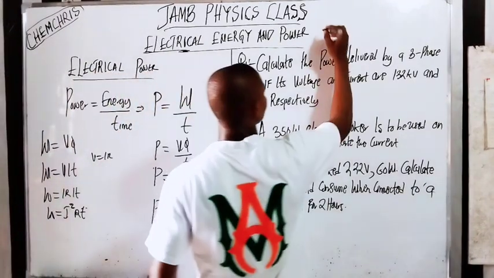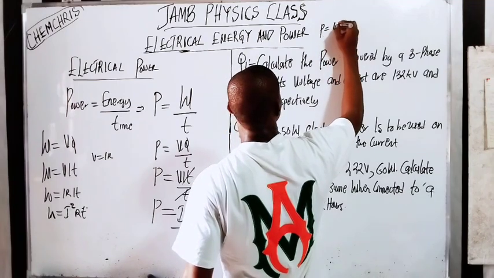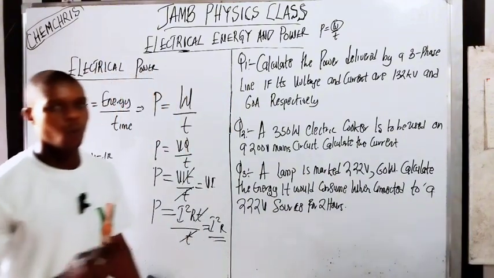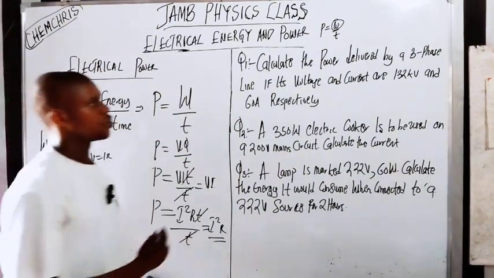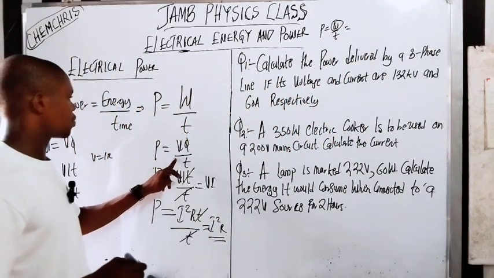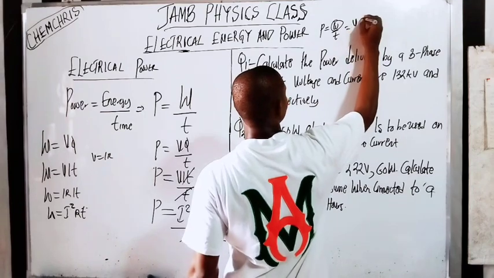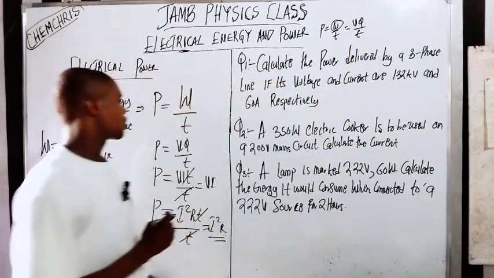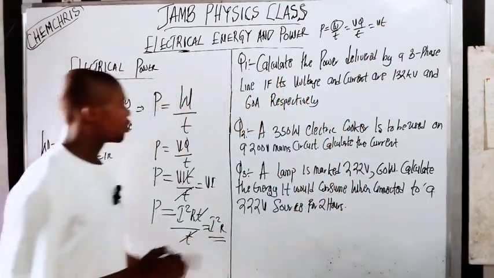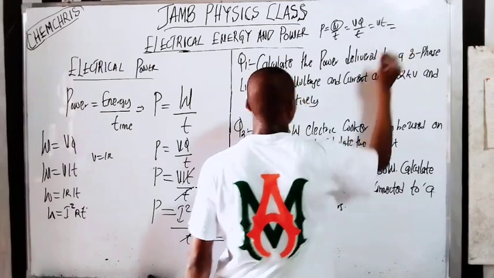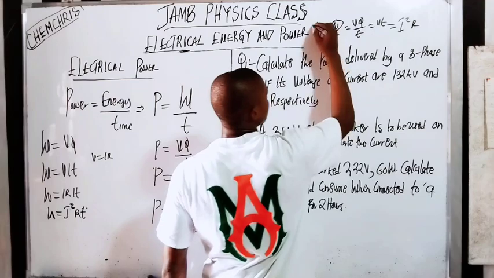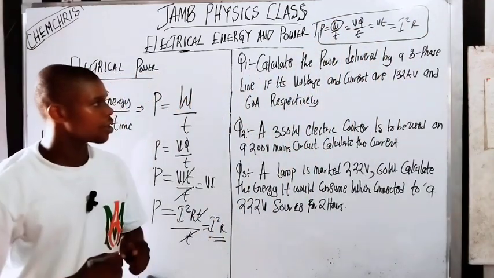So here, if you write them, we have W over T, right? So you will know the work done depending on the parameters given to you. So it can also be the same thing as VQ over T, right? It can also be the same thing as VIT, right? It can also be the same thing as I squared R. So you have to take all this into account when you are doing your calculation.